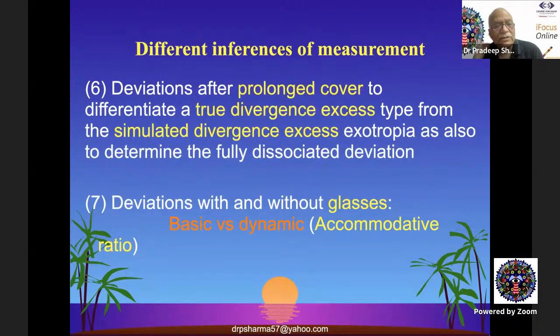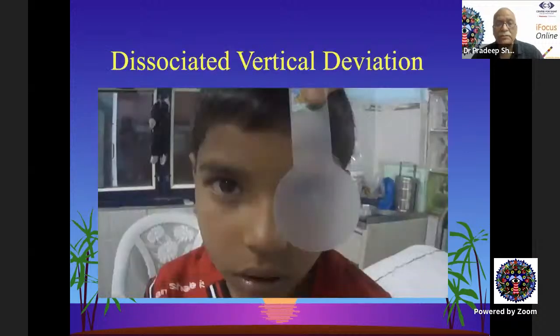The sixth measurement is going to differentiate after a prolonged cover, and that will differentiate a true divergence excess from a simulated divergence excess in cases of exotropia, and that is because of the Scobie's phenomenon, or the proximal convergence being the variable. And the seventh measurement is deviations with and without glasses, the basic versus dynamic that we talked about. First of all, the accommodative esotropia, the accommodative hyperaccommodative ratio.